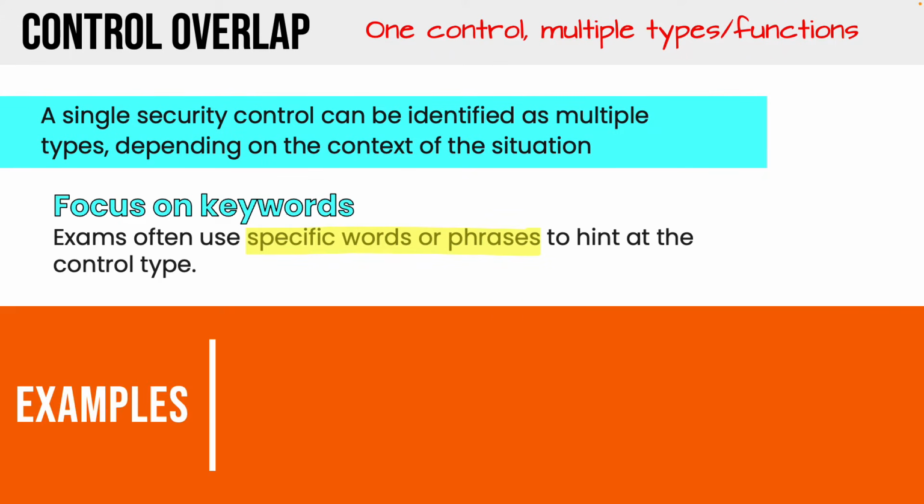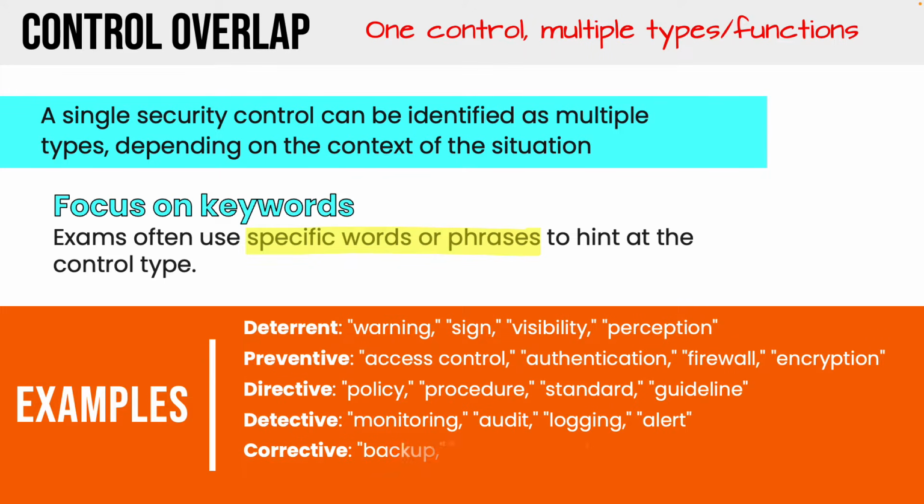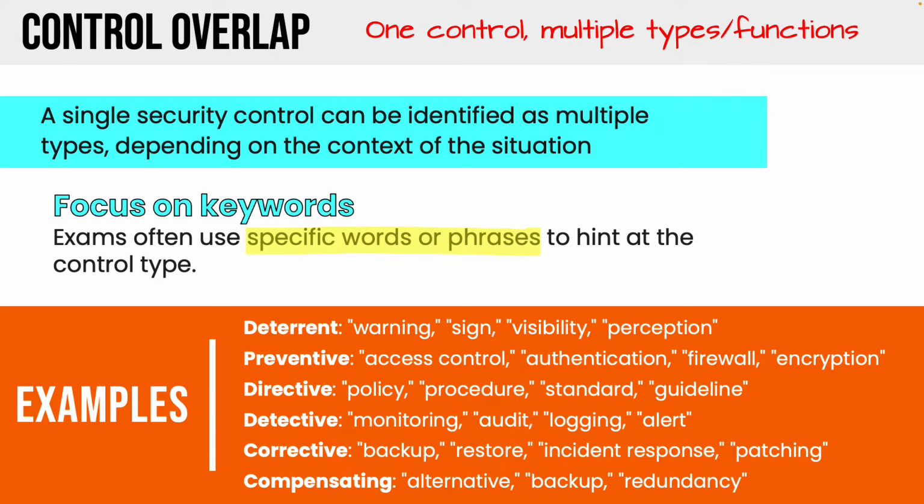So here are a few trigger words or phrases that you can associate with the different types of controls. And if you go back and look at the examples, for example, a corrective control: backup, restore, incident response, patching, that's bringing the environment back to where it was before you started, right? A compensating control I mentioned is a backup control, so a redundant control, an alternative control. Just a few tidbits there that may be helpful in keeping the different types straight in your head.